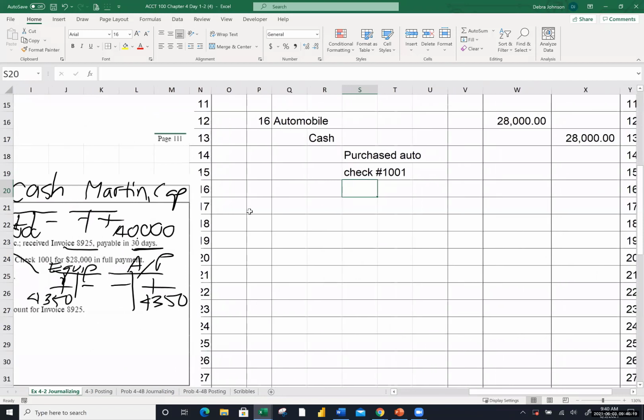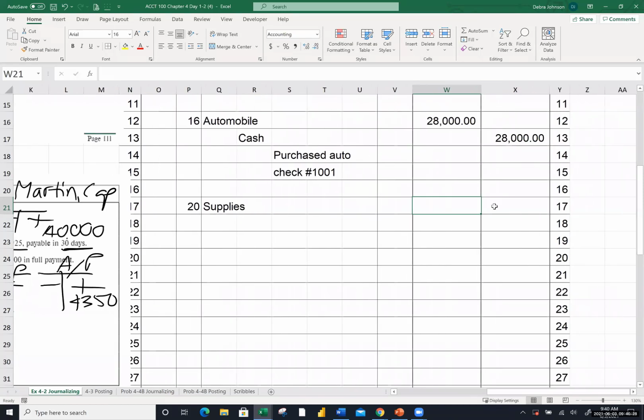So I'm going to go record that. I'm going to skip a line between entries, put the date in, list my debit, supplies is going up. Then indent a little bit, drop in the credit. In this case, since they were paying immediately, we know that cash is being credited for $550. Brief description. It's kind of obvious what happened, but purchase supplies, and let me get the check number in there.